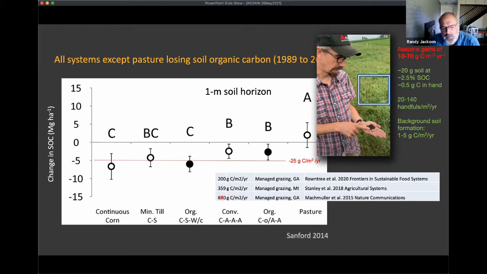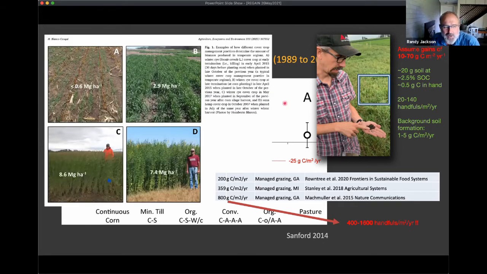Some of these studies have reported up to 800 grams of carbon per meter squared per year. That's 400 to 1600 handfuls of soil in that meter squared area every year. That's a lot of carbon. That's a lot of handfuls of soil. For context, again, I'm big on this context here.